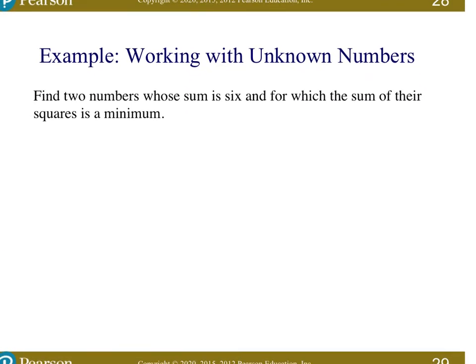All right, so let's start with an algebraic topic. Find two numbers whose sum is 6 and the sum of the squares is a minimum. Okay, so we know we're talking calculus here because we have the word minimum. What we're trying to find are two numbers.